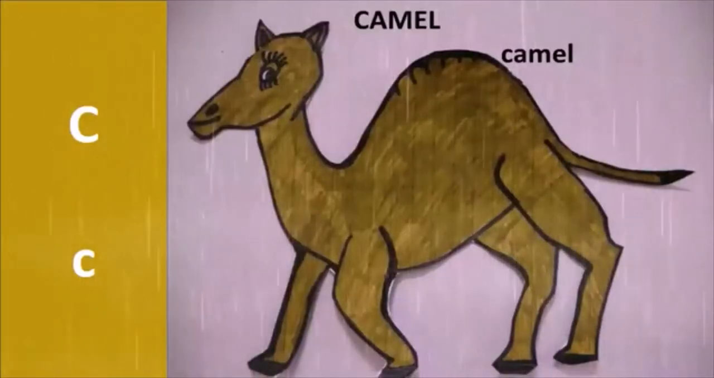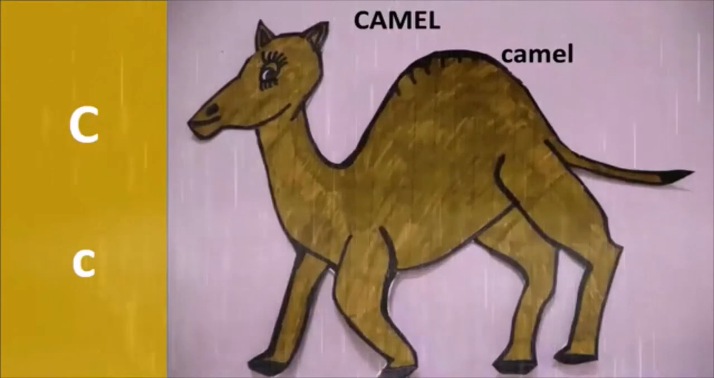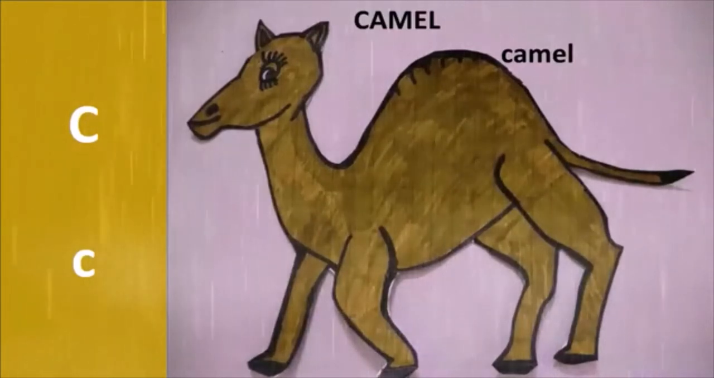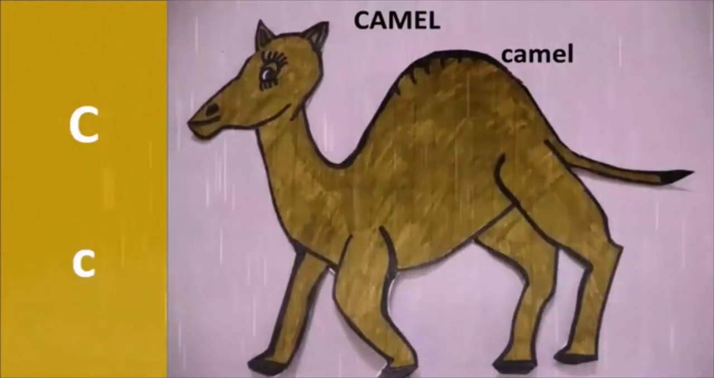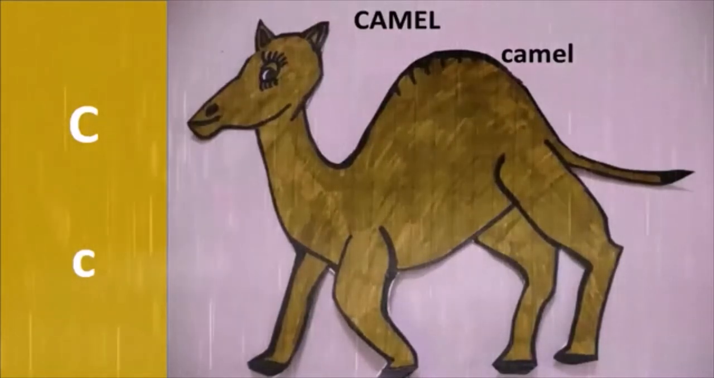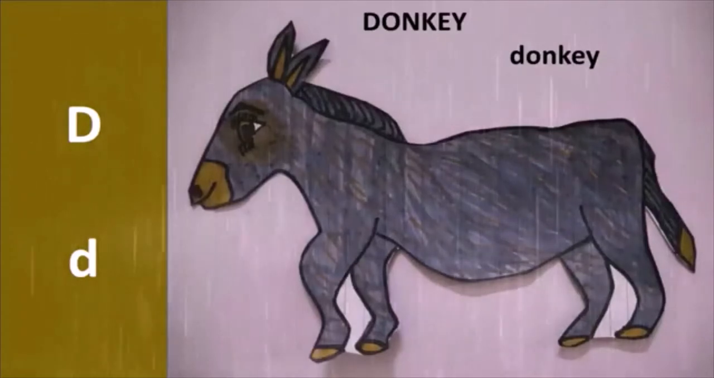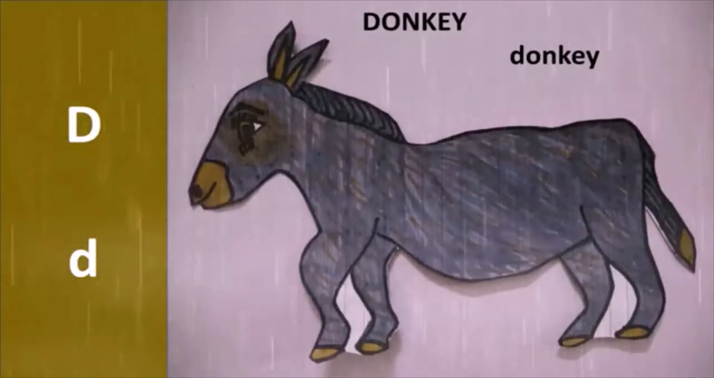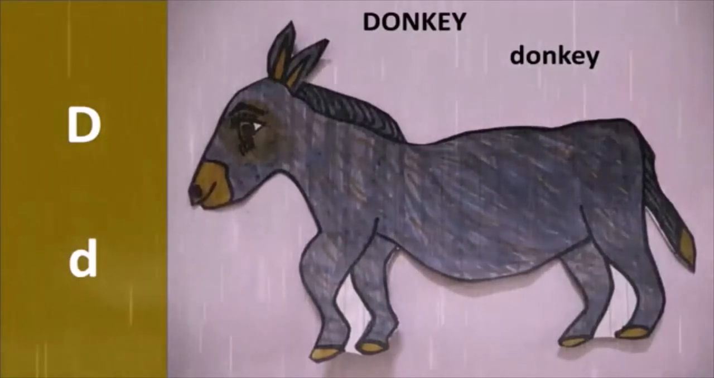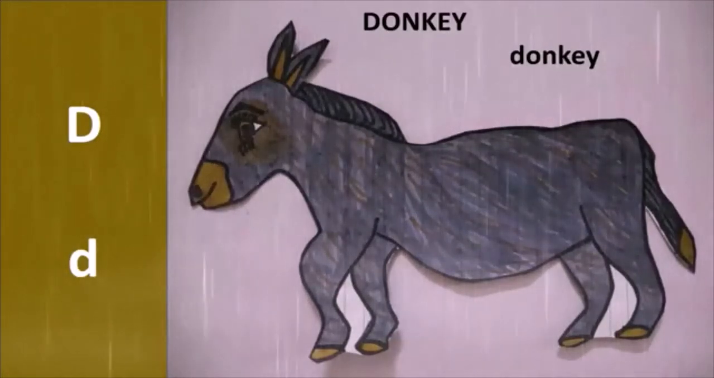Camel. C is for camel. Donkey. D is for donkey.